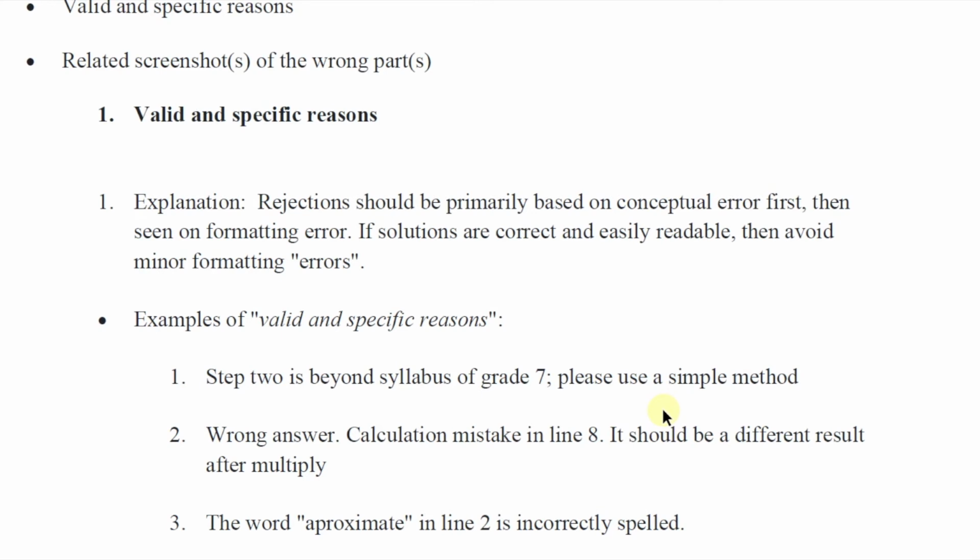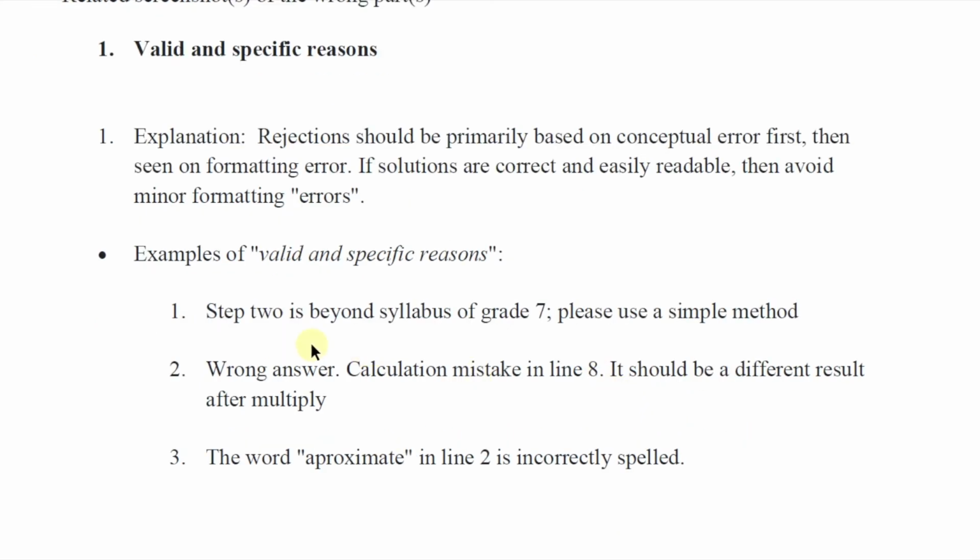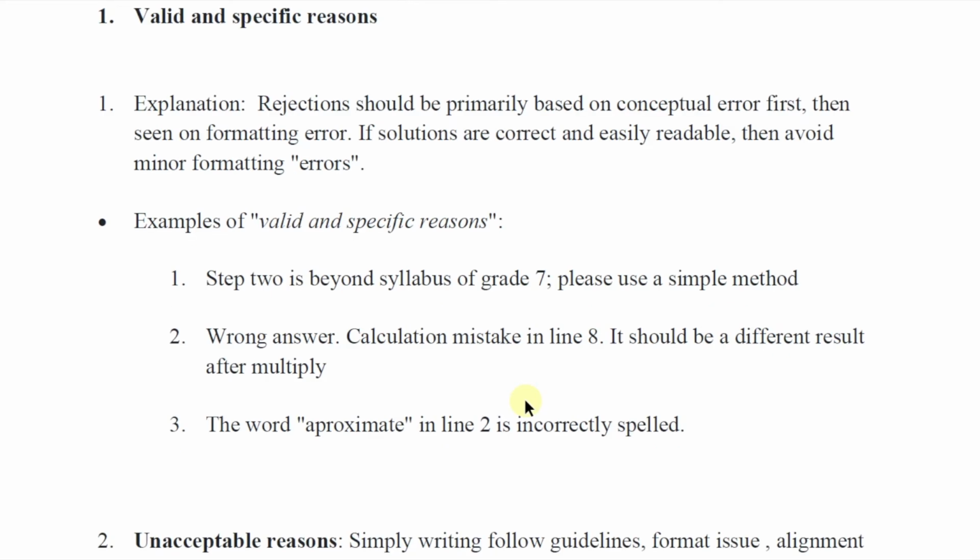Examples of valid and specific reasons, we'll see a few examples. For example, step 2 is beyond syllabus of grade 7, please use a simple method. This may be a valid reason. Next, wrong answer, calculation mistake in line 8.